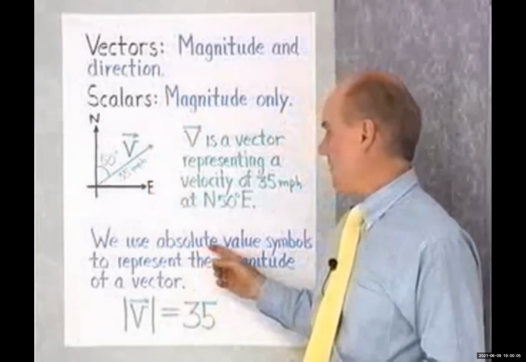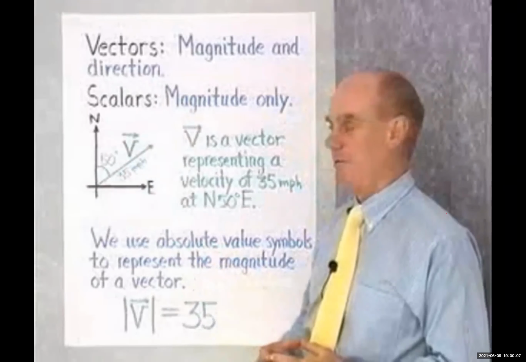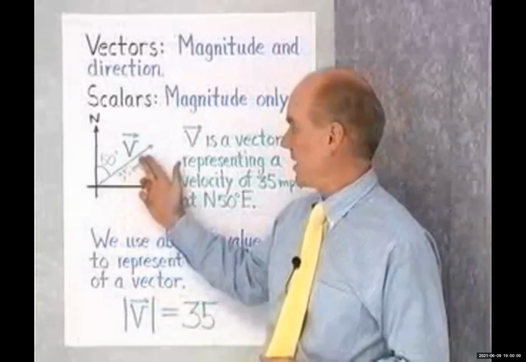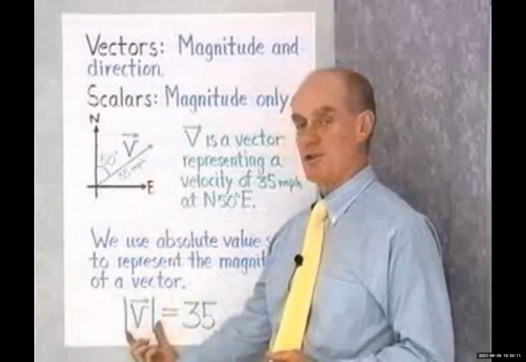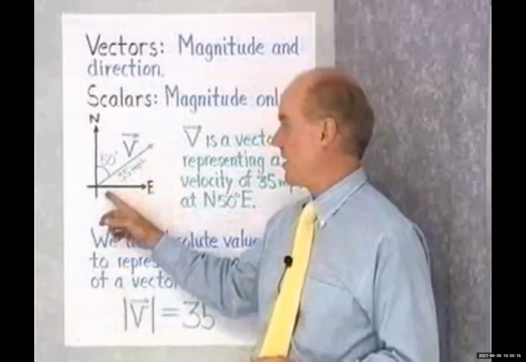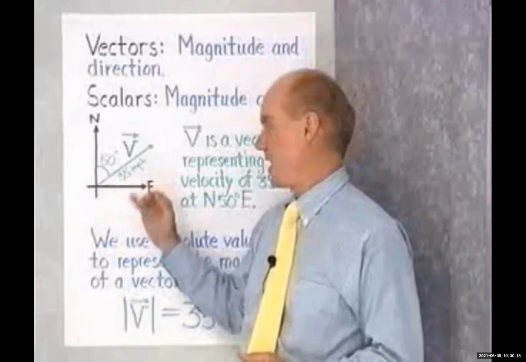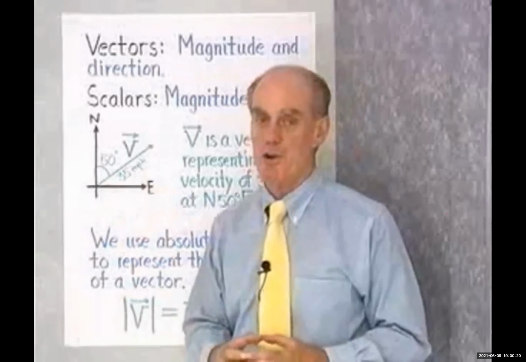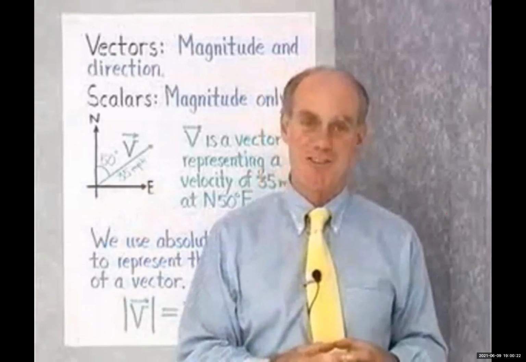So we use absolute value symbols to represent the magnitude of a vector. So for this vector v right here, that's this green arrow, the magnitude of vector v is equal to 35. So that's just the length of the vector. The vector itself has both magnitude and direction. So we want to go to the board now and work some problems that involve vectors.